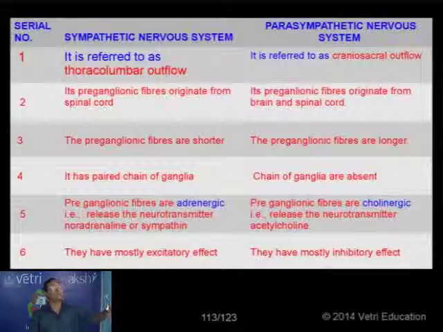Here the origin is only from the spinal cord. And I mentioned the preganglionic nerve fibers are very short in the case of the sympathetic nervous system. In the parasympathetic we also have preganglionic nerve fibers, but they are more elongated and form a synapse with the ganglia near the organ. That is why the preganglionic nerve fibers are longer. Then I mentioned that on either side of the vertebral column we have a chain of ganglia in the case of the sympathetic nervous system.